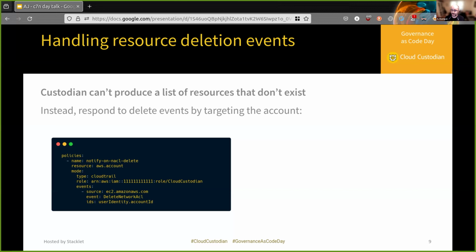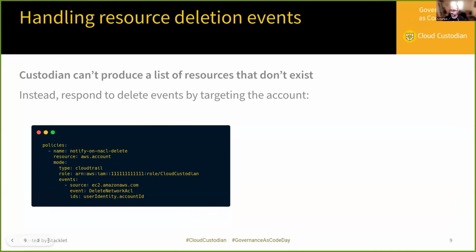And if the resource has been deleted, it can't match the resource. So it says, nope, no matches. So we triggered a policy run, but we matched nothing. And the way to work around that is to target the account resource instead of the resource itself. So in this example case, rather than targeting the resource as network ACL, we target the account.